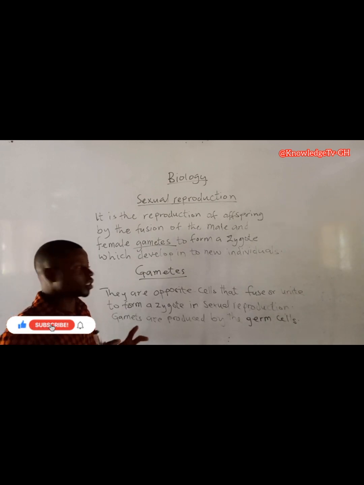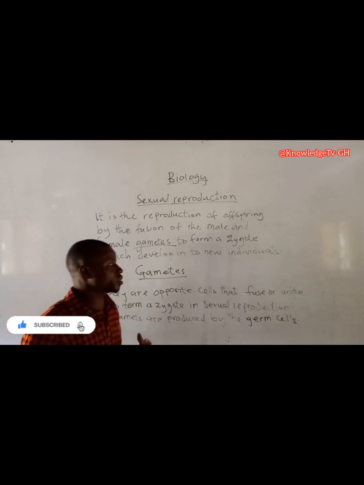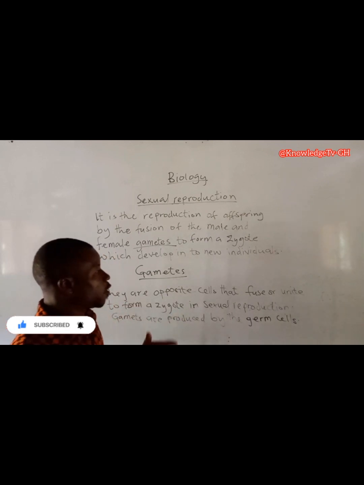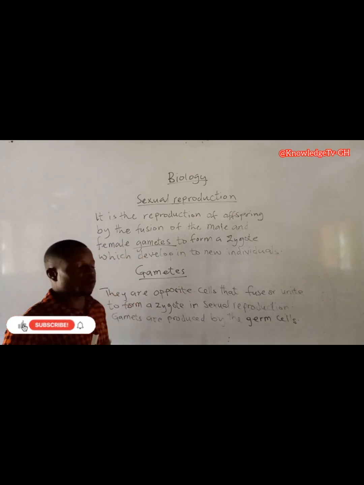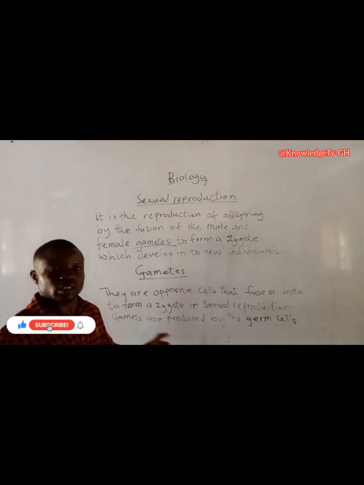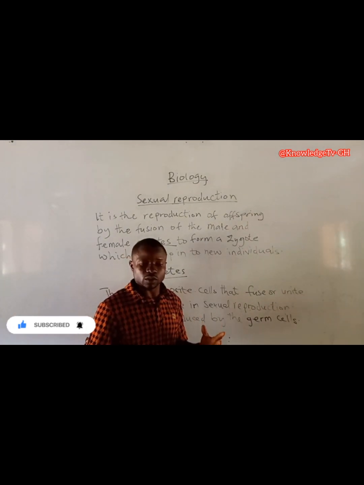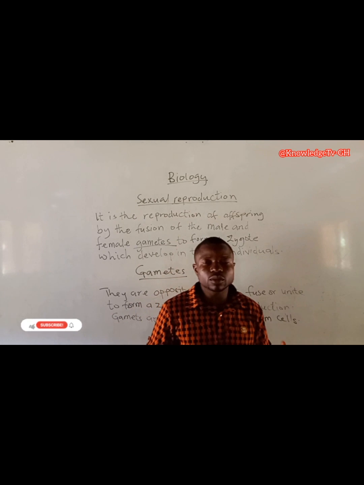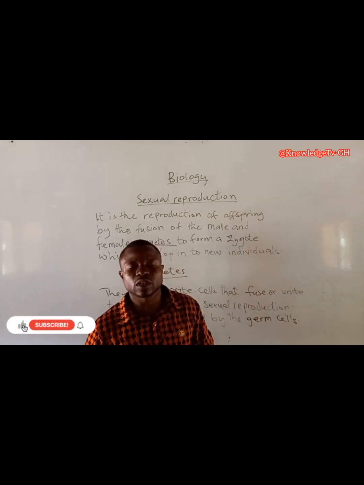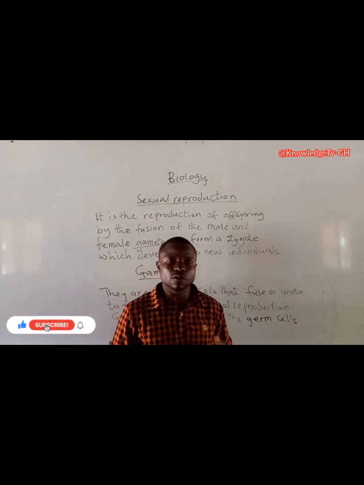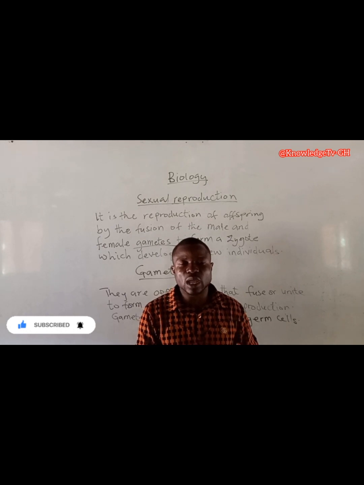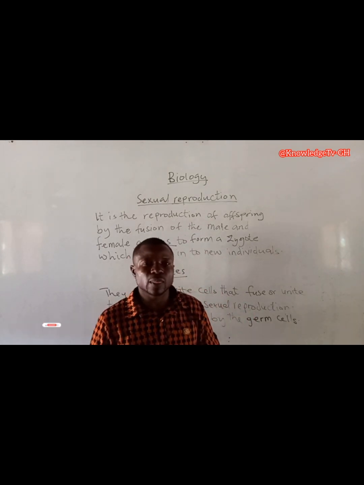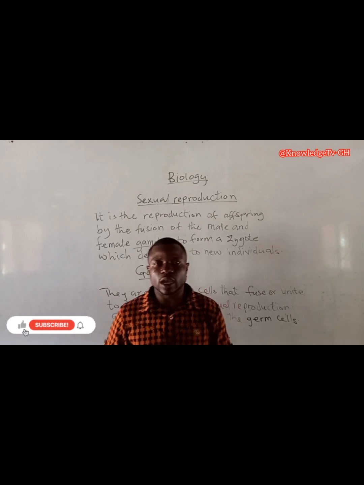So let's look at the gamete itself. The gametes are the opposite cells that fuse or unite to form a zygote in sexual reproduction. And these gametes are produced in the germ cells. The germ cells are the cells that develop into reproductive cells. There are two types of gametes. We have the male gamete, which is the sperm or the spermatozoa, and the female gamete, the ovum or the ova as the plural. The spermatozoon is the singular and the spermatozoa is the plural. The ovum is the singular, and the ova is the plural.